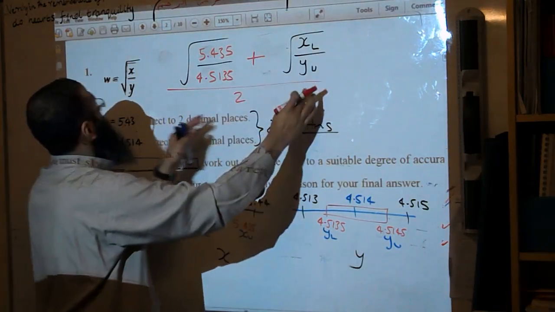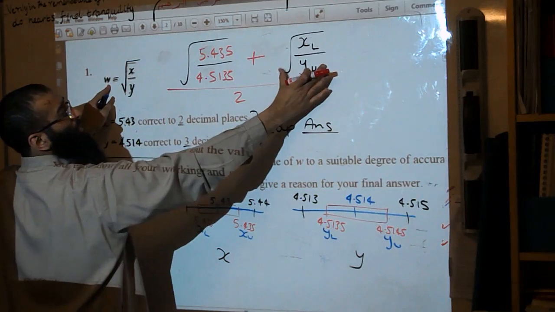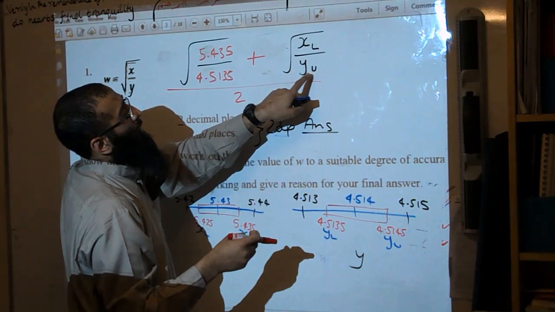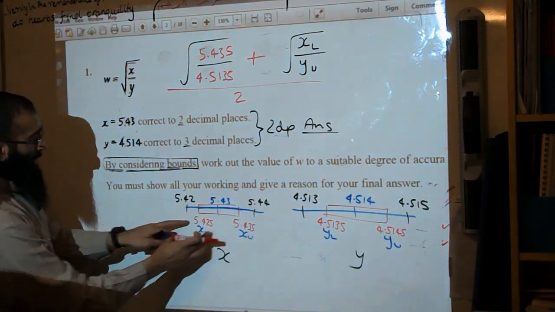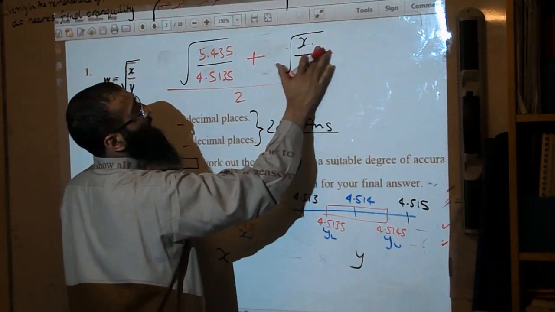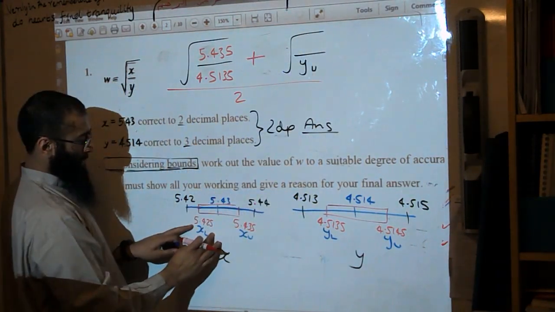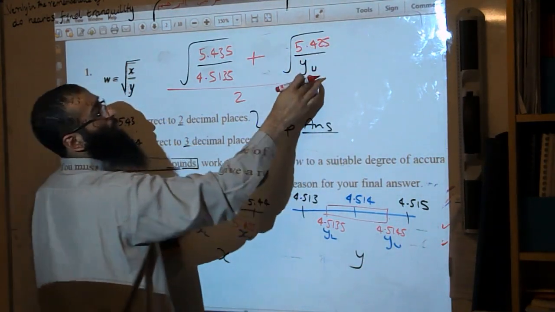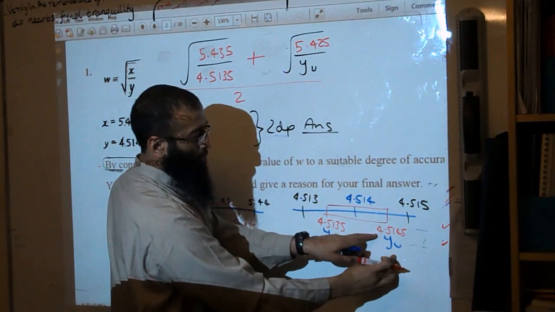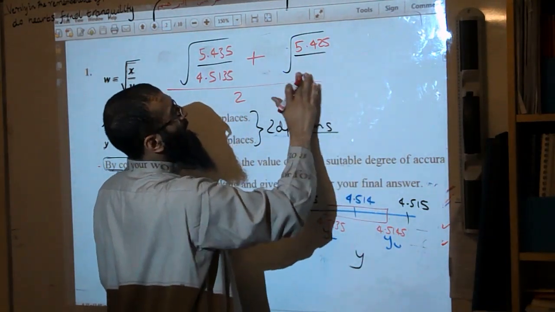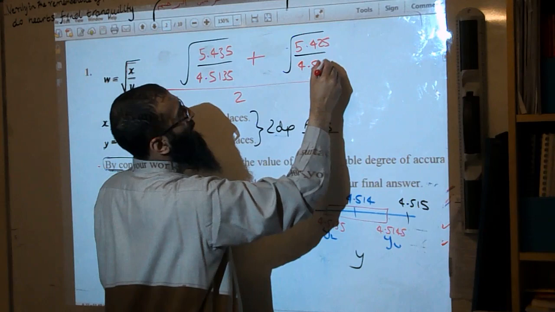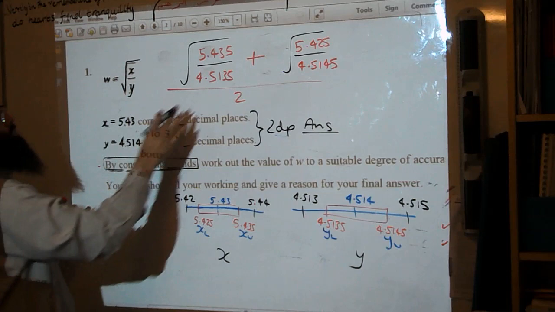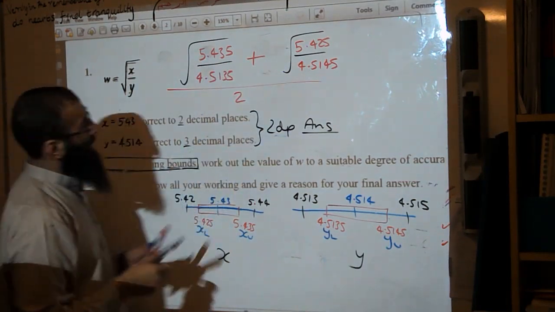And this part here will give us the W lower bound version of the calculation. Consider X, that's going to be the X lower bound divided by Y upper bound. So the X lower bound is here 5.425. That goes instead of this. It's 5.425. And this is Y upper bound. Y upper bound over here 4.5145. Okay, so to get our answer, we're going to put this calculation into the calculator and work out our answer.